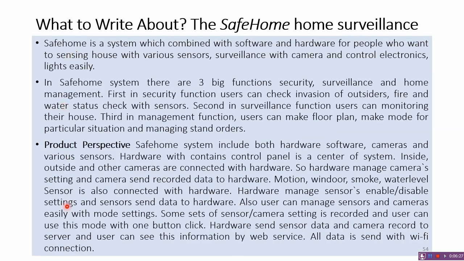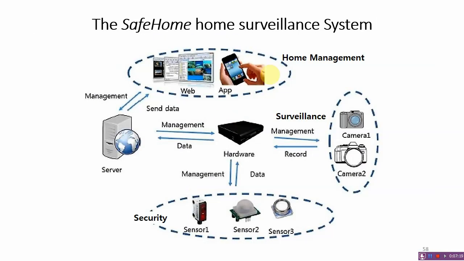You can read this detailed description over here. So the safe home system has three big functions: security, surveillance, and home management. As per the description above, there are three major functions in this particular safe home surveillance system. The first one is home security, in which various sensors are used like water sensor, pressure sensor, smoke sensor, window sensor, and everything. All these sensors are attached to a hardware, and the data is sent from these sensors to the hardware, and the hardware manages all these sensors by checking their statuses.